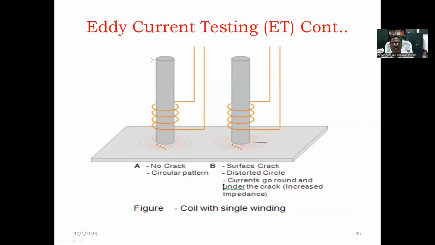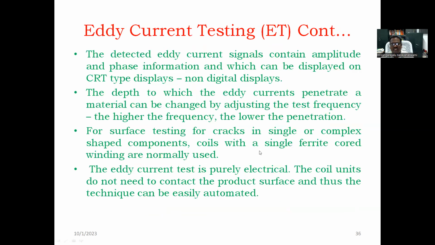Here in eddy current testing, this is a no-crack circular pattern. Here they will have a surface crack, a distorted circle. Here the crack will be identified. Detected eddy current signals contain amplitude and phase information, which can be displayed on CRT-type, non-digital displays. The depth to which the eddy current penetrates a material can be changed by adjusting the test frequency. The higher the frequency, the lower the penetration.